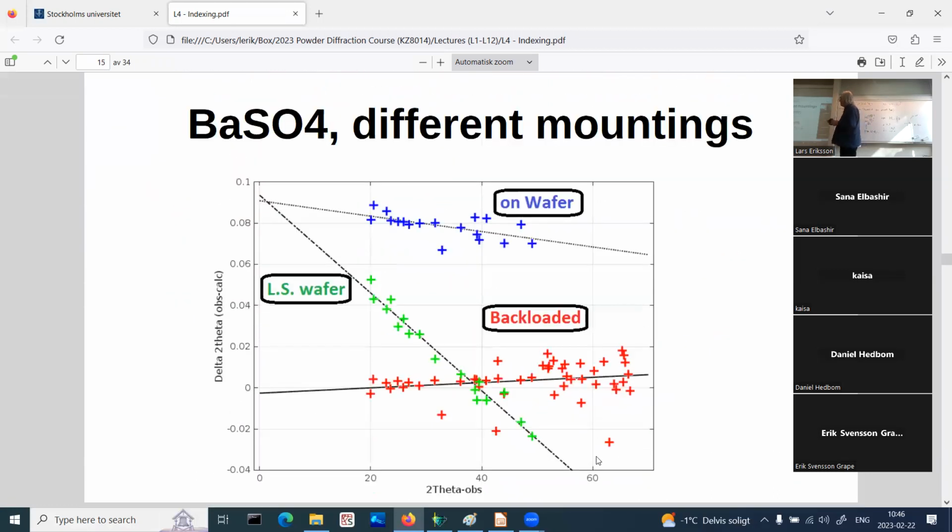Here is an example of barium sulfate, where the error limits on the positions are not large enough. All of the dots are a few hundredths of degrees in theta.